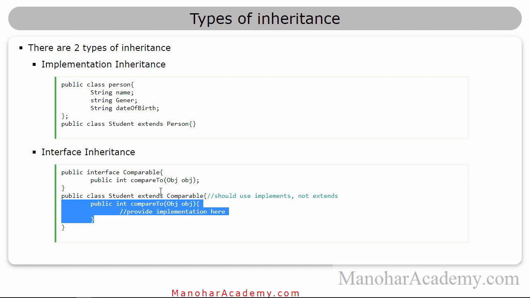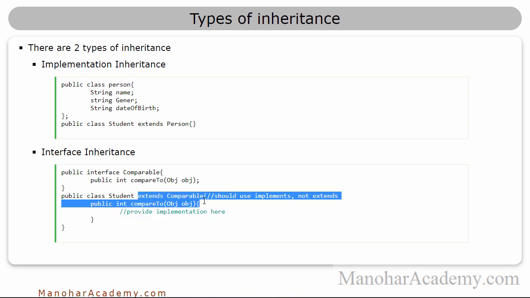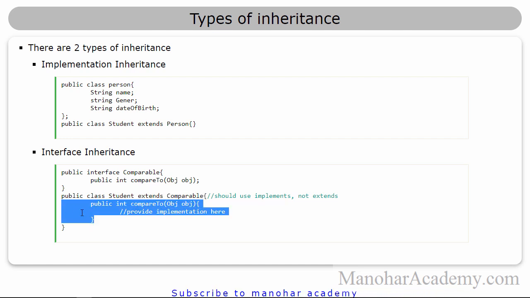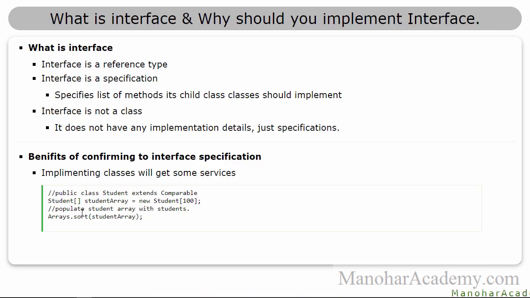So why am I going the extra mile? Why am I extending this Comparable? Actually, whenever you are extending from an interface, you don't use the keyword extends, you should use the keyword implements. So we extend from a class, but we implement an interface. So what is the benefit of providing this implementation? We will see that in the next slide. But before that, let's see what an interface is, whatever we already covered. So it is going to be fast.